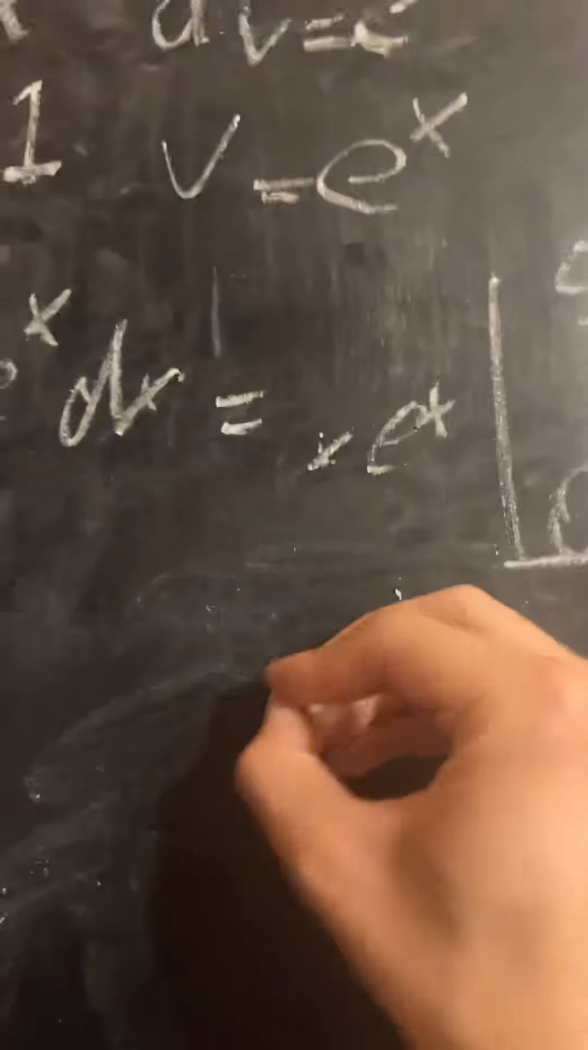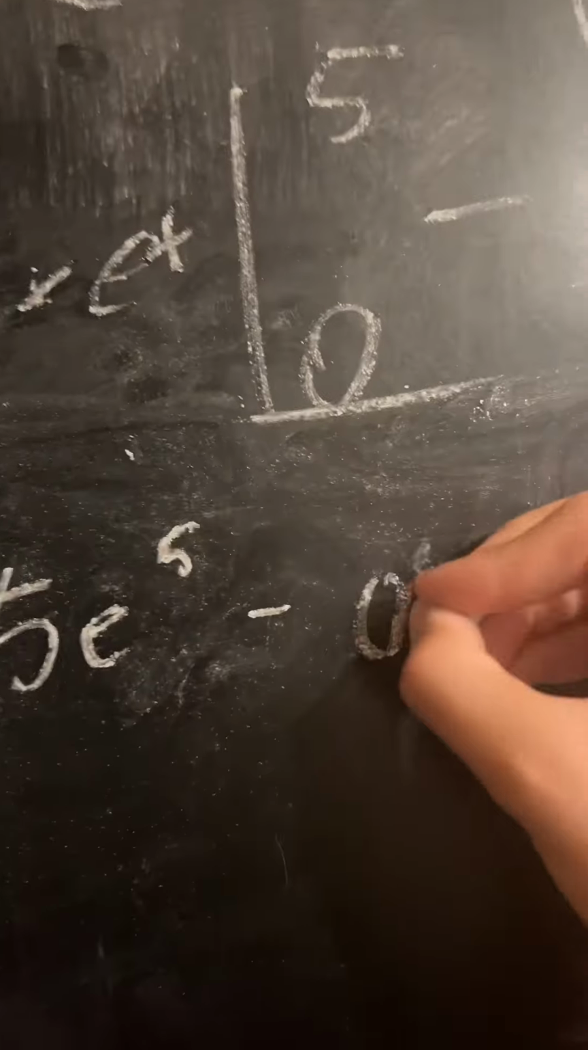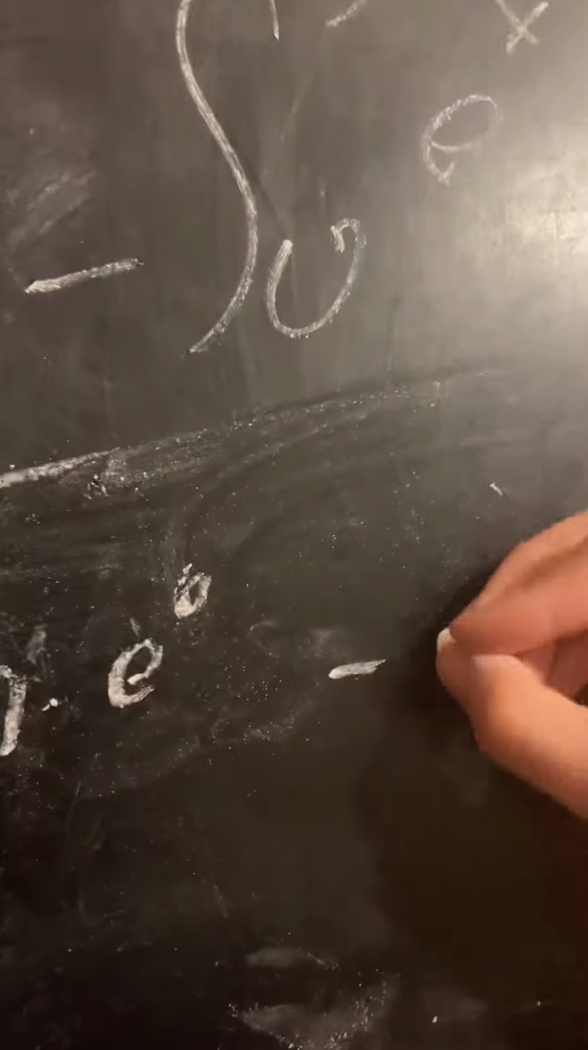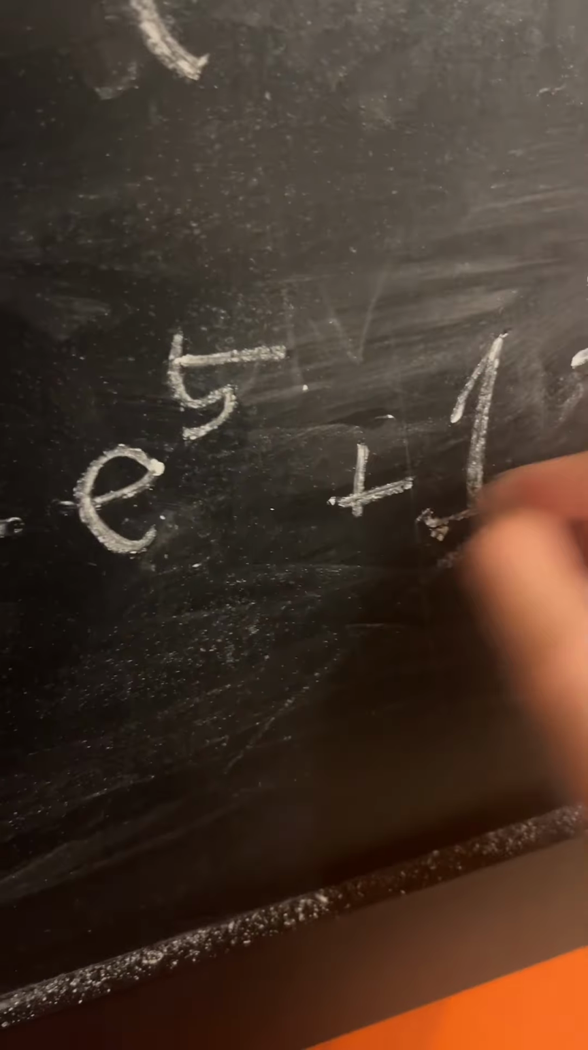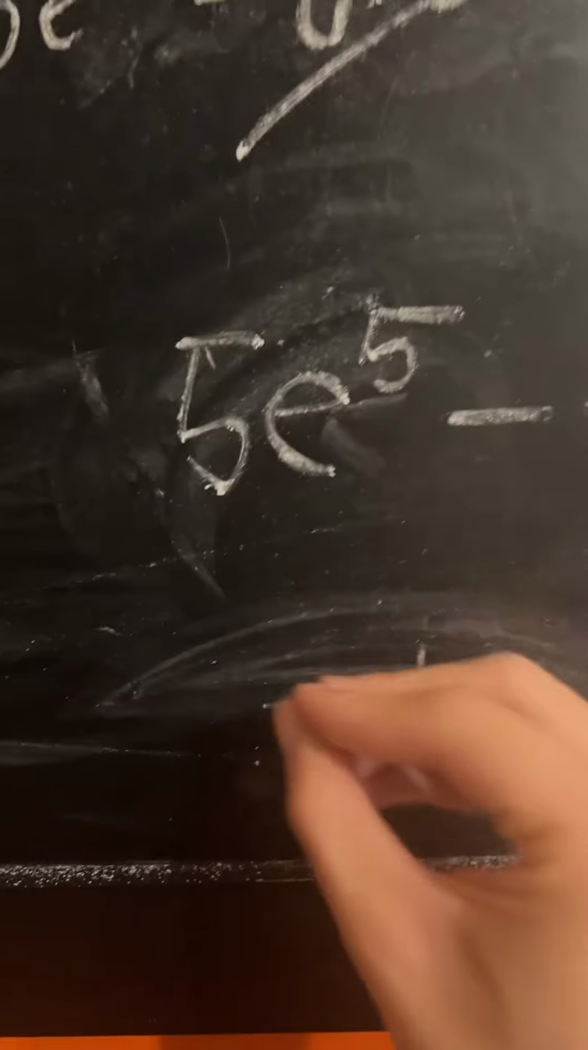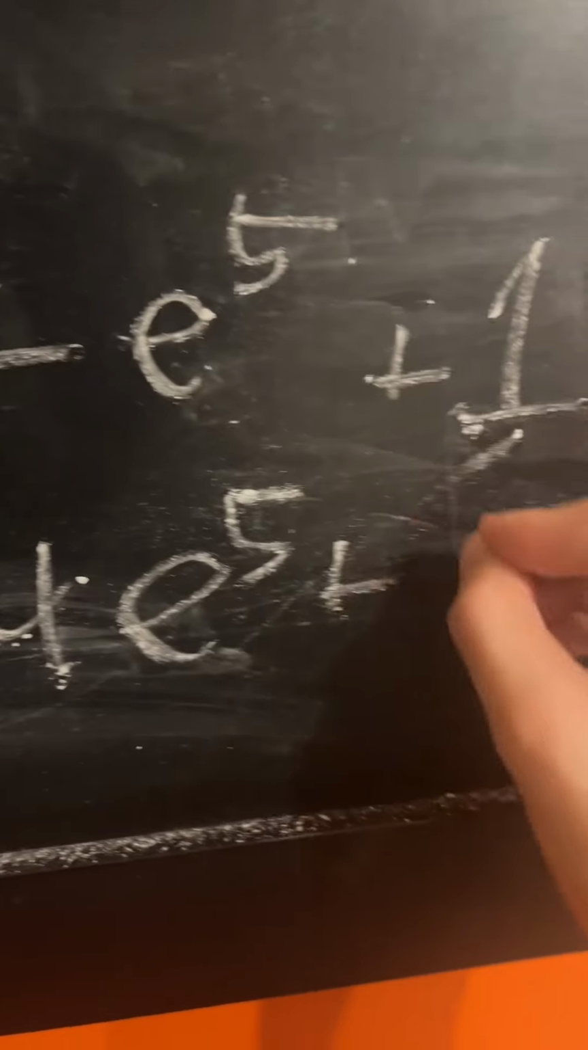And now you're going to see we get 5e to the 5th minus 0 times e to the 0, minus the integral of e to the x dx, which is just e to the x, so we're going to get minus e to the 5th minus e to the 0. This term cancels out, this term becomes equal to 1. So now we're left with 5e to the 5th minus e to the 5th plus 1, which gives us our final answer, which is equal to 4e to the 5th plus 1.